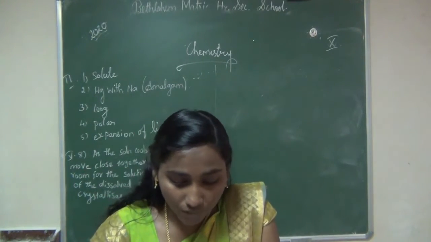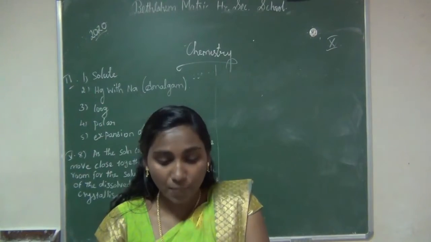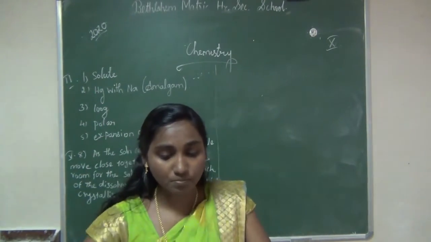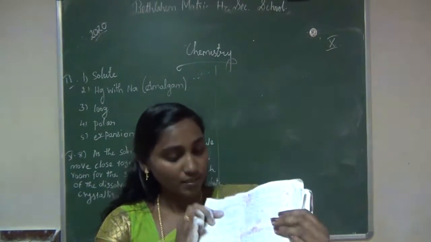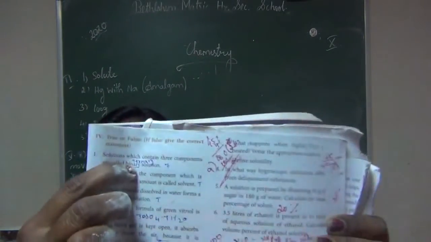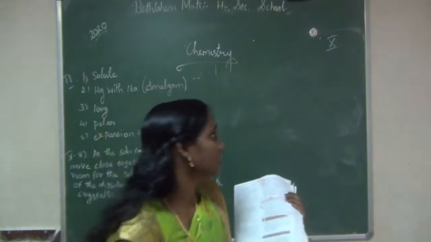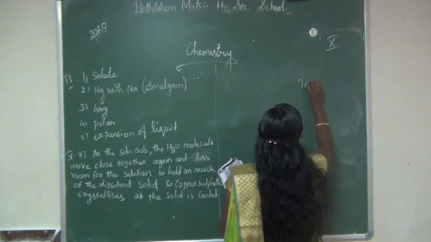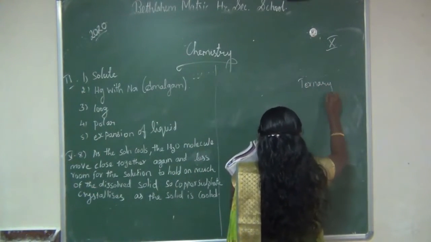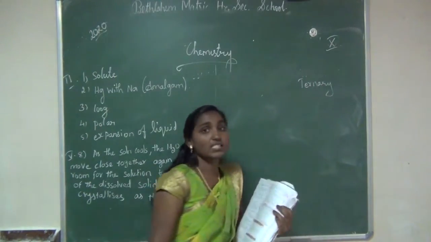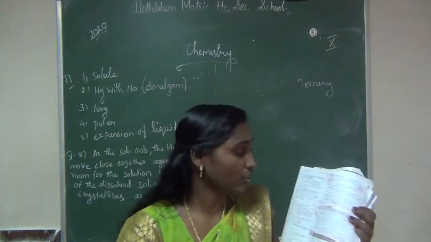So answer false. Near that binary solution, please underline it. Binary solution, underline it. And near that you should write ternary solution. 3 components, right? So ternary solution. Answer false and you should change it, okay?